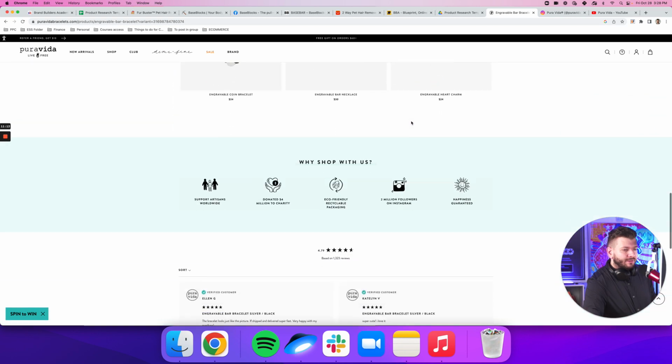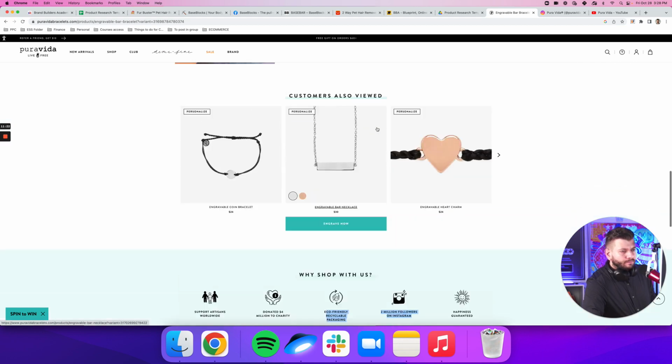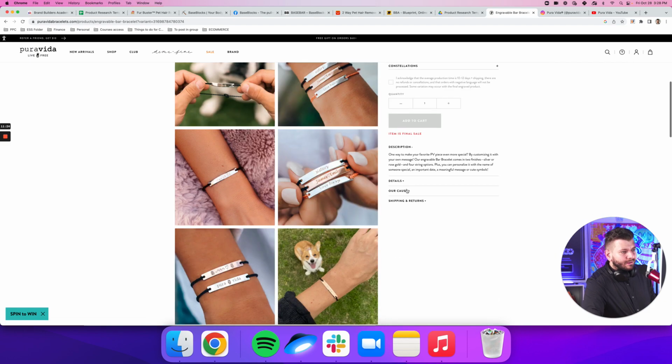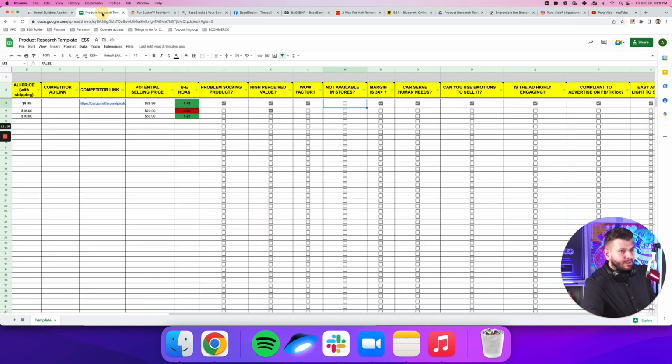And so because of that, you can see these are supporting artisans worldwide, donated $4 million to charity, and happiness guaranteed. So you can see here, this is our cause, right? You can see how it relates into this, right? Could serve human needs, contribution. People want to contribute. Okay, so you buy this bracelet and we donate like $1 to serve a meal for someone or to provide someone a job, right?